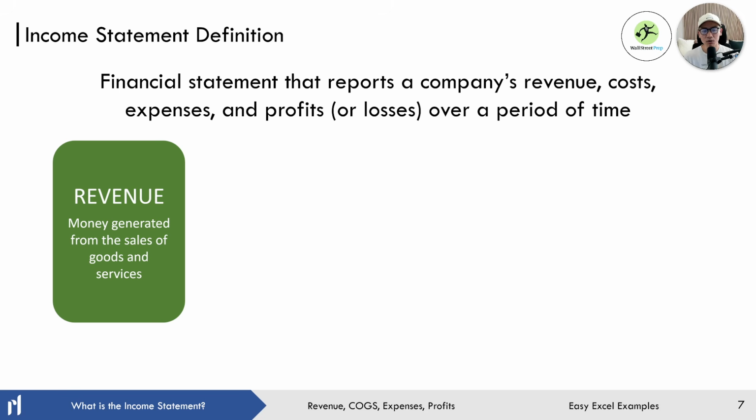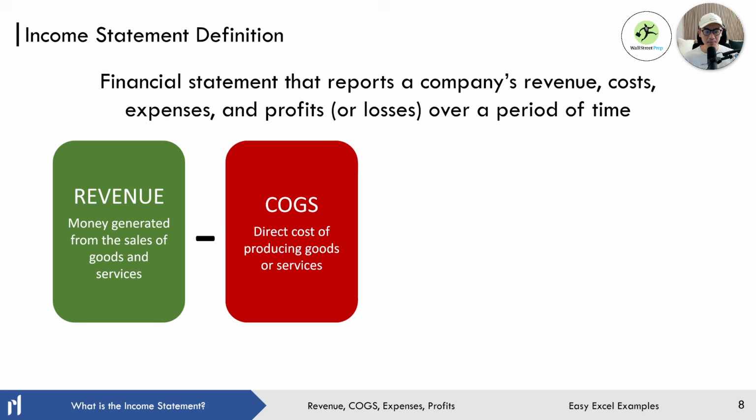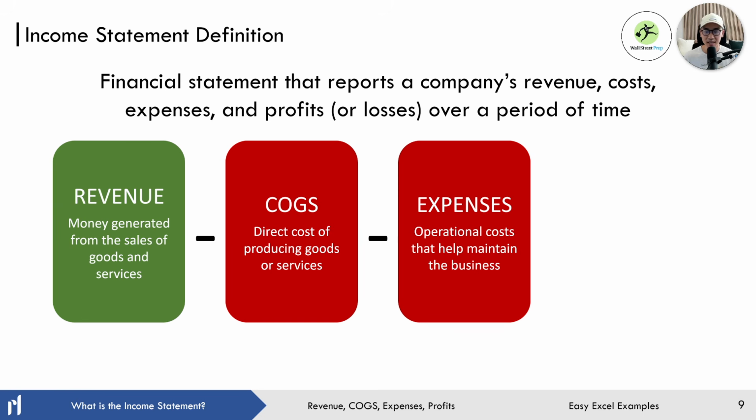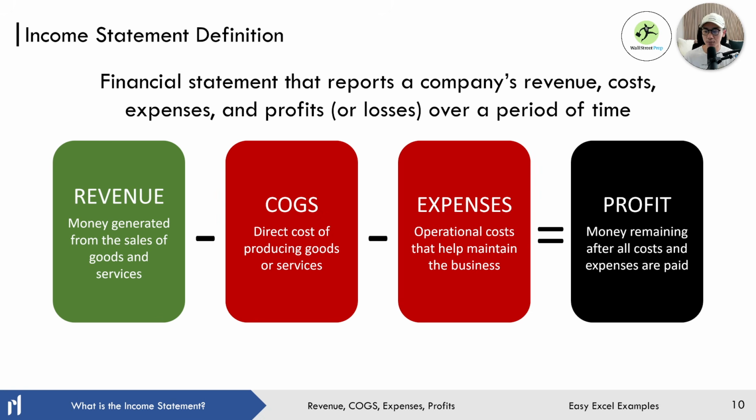So let's go through some of the key core components that are listed in this definition. First of all, revenue, money generated from the sales of goods and services. Pretty intuitive and self-explanatory. Then you subtract out your COGS, which stands for your cost of goods sold, and these are direct costs of producing goods and services. Then you subtract out your expenses, which are the operational costs that help maintain the business. And that leads you to your profit, also known as your net income. This is money remaining after all costs and expenses are paid.